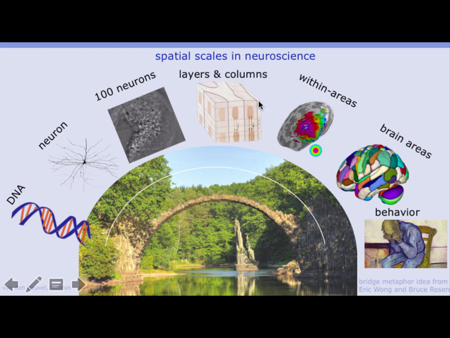And I think the keystone that will bring everything together is this spatial regime of a few hundred micrometers, where we can start to see these basic functional building blocks of the cortex, namely these layers and columns.